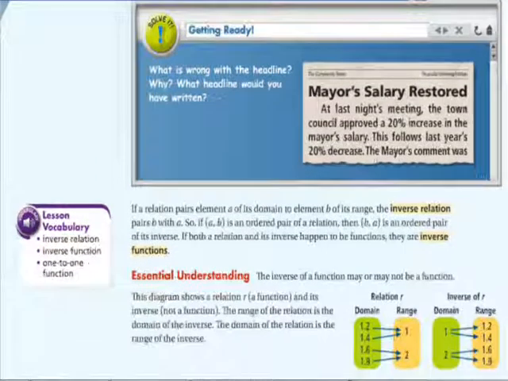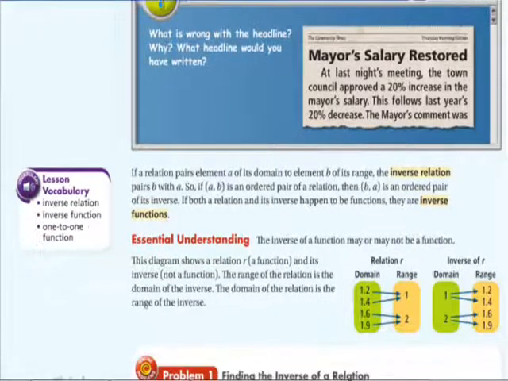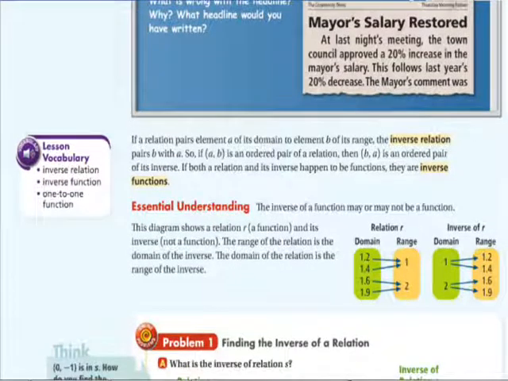All right, so if a relation pairs elements A of its domain to elements B of its range, the inverse relationship pairs B with A just in the other order. So if (A, B) is an ordered pair, then (B, A) is an ordered pair of the inverse. Very simple at the beginning, okay? The inverse relation is just the X and Y switching places. The input and output switching places.